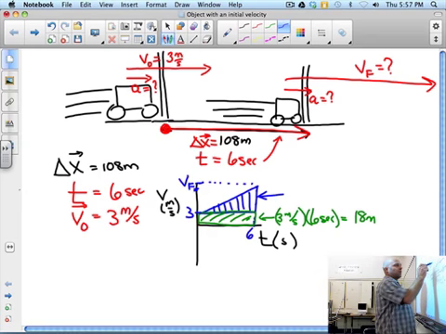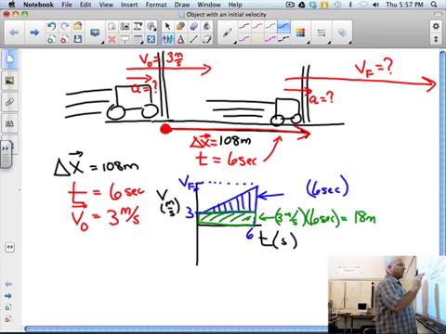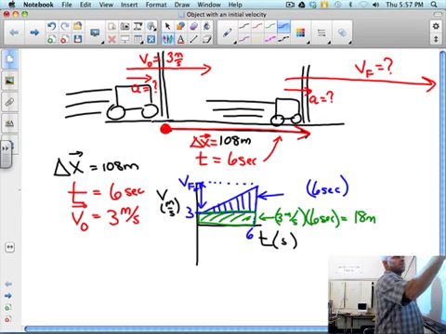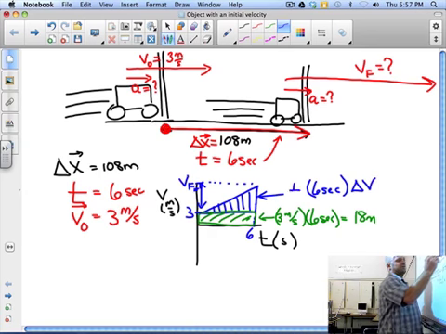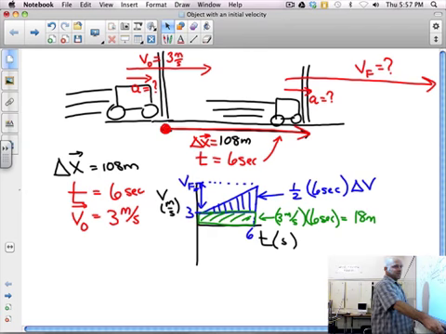So the whole rectangle would be change in velocity times our 6 seconds, right? So 6 seconds times whatever our change in velocity is, that's the height of this triangle, is our change in velocity from beginning to end. But because we're not talking about that full rectangle, we're talking about a triangular shape, we're going to have to do 1/2 times base times height. So 1/2 of 6 times change in V.